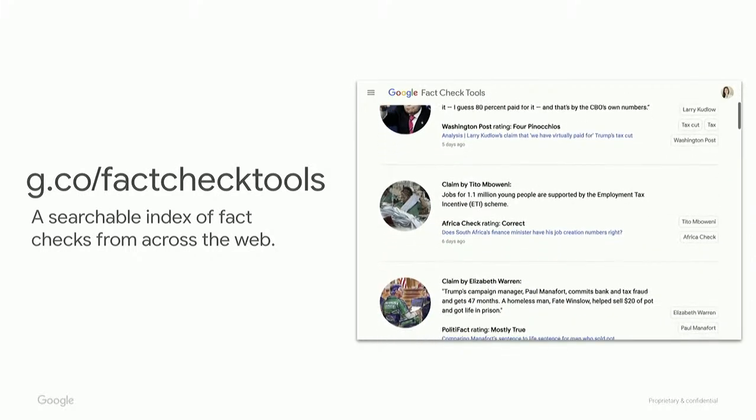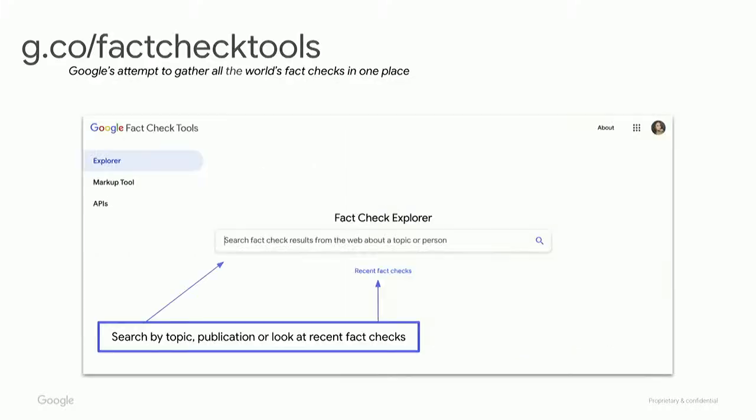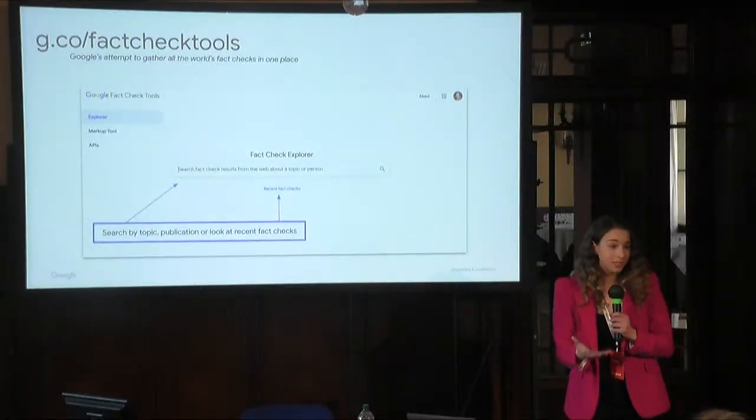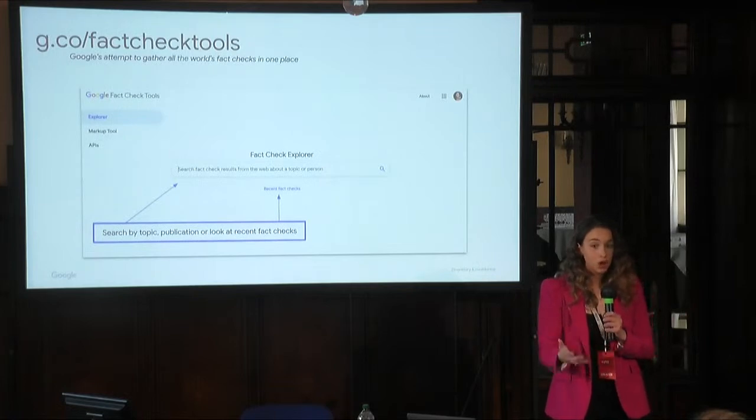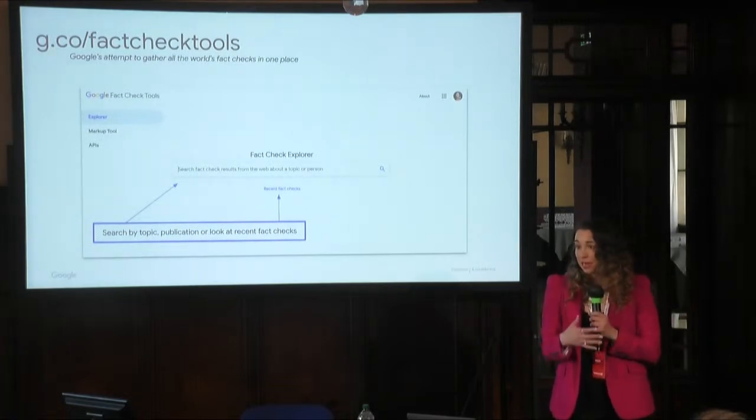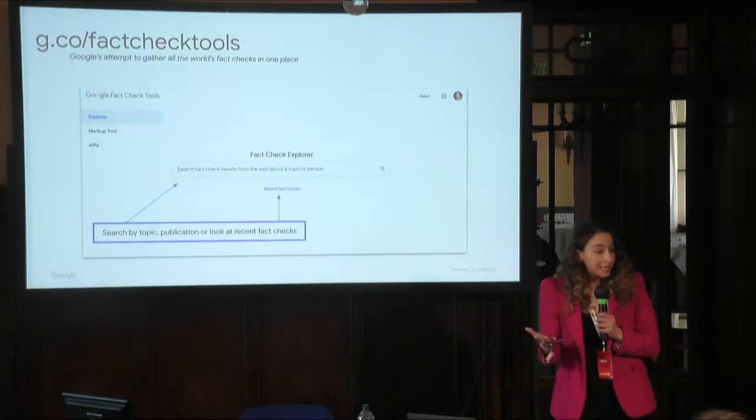However, if you go to the Fact Check Explorer, this is a search bar where you can search for a topic or a person, and it will give you the results for fact checks that have already been done by other journalists, and it will show you whether that claim has been proven to be true, misleading, false, partly true. So I'll show you what that looks like here.